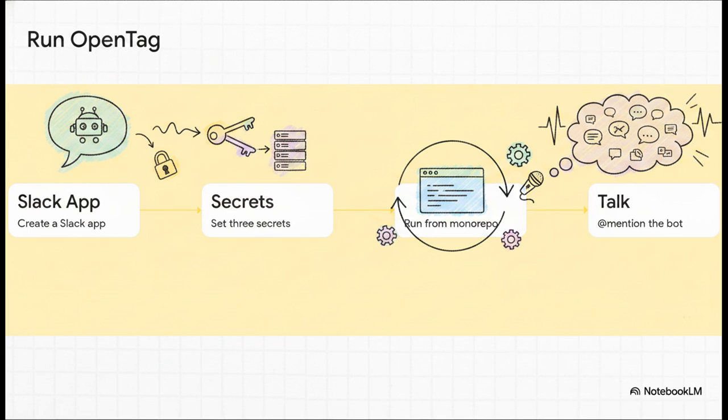Second, you set just 3 secrets in your environment file. Yep, that's it, just 3. Third, you run it directly from the CopilotKit monorepo root. And fourth, you just talk to it. It's a completely approachable task to bring this AI in-house. We're talking maybe 5 minutes from your initial clone to your very first conversation.